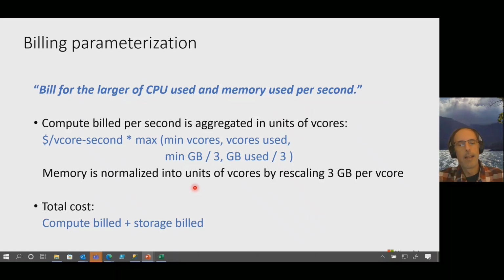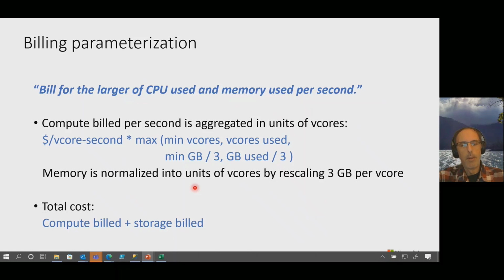And then at the very next second, let's say the CPU usage increases suddenly from 1 to 8 cores, but the memory consumption hasn't changed much. Then because CPU is the dominant resource for the next second, it's CPU that's billed.